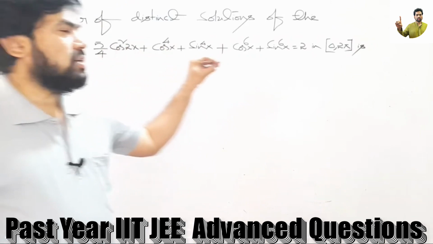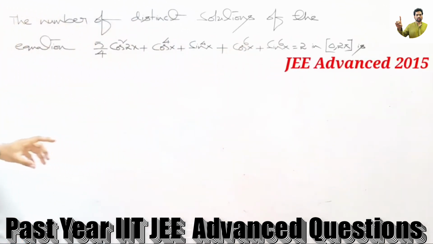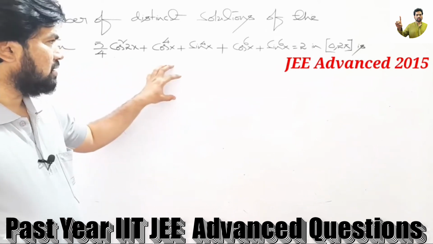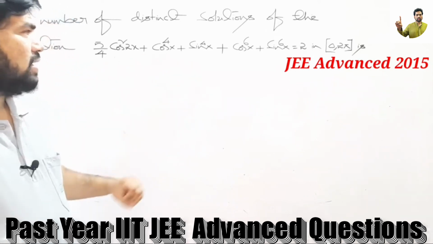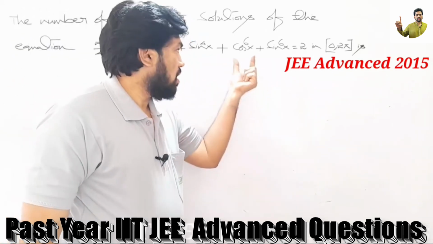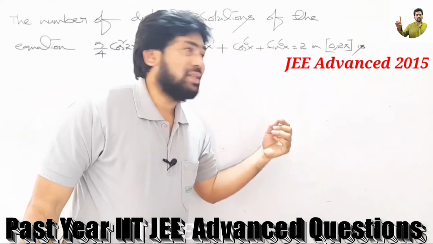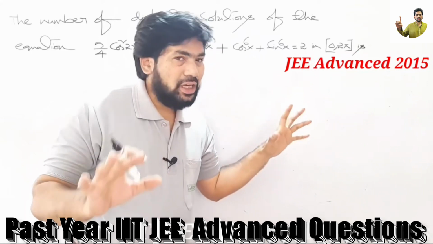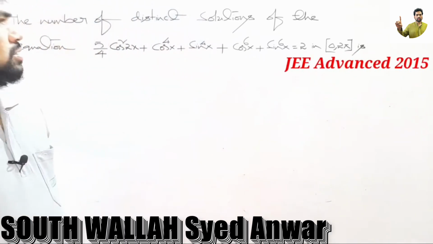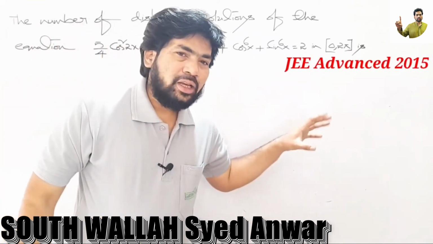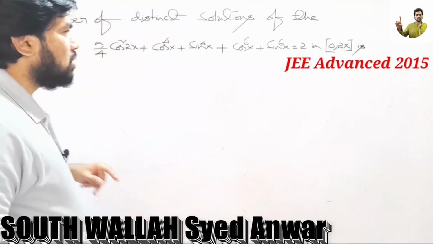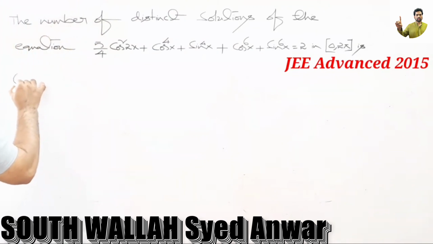The number of distinct solutions of the equation 5/4 cos²2x + cos⁴x + sin⁴x + cos⁶x + sin⁶x = 2 in the closed interval [0, 2π] is. So this is clearly an integer answer type question. Now let us go to solve the question. We'll see the solution here.